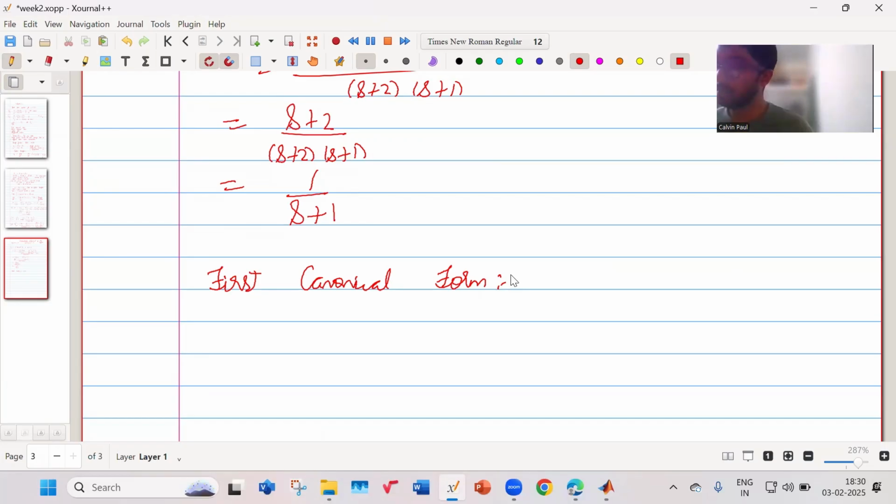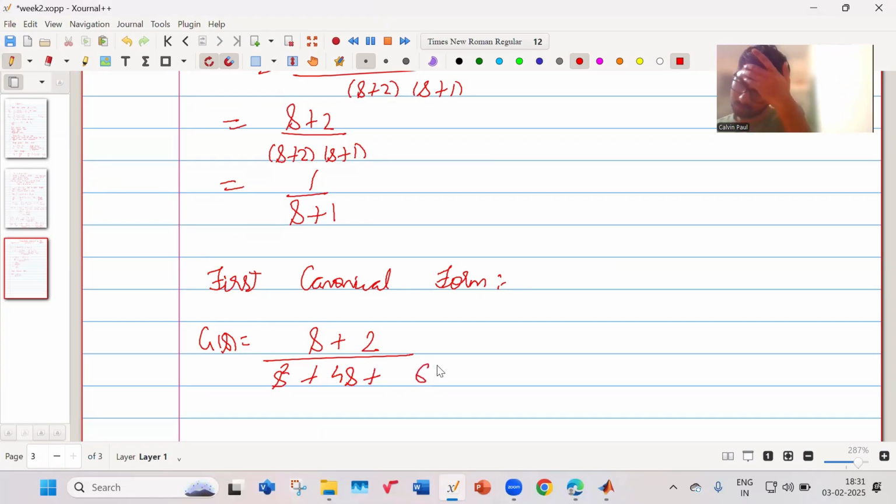So we will consider a simple system. Let us consider an example, g of s is s plus 2 into s square plus 4s plus 6. Okay, assume it is like this. This is our transfer function.